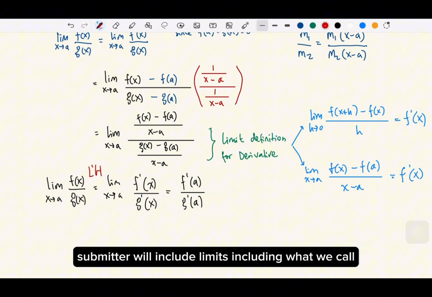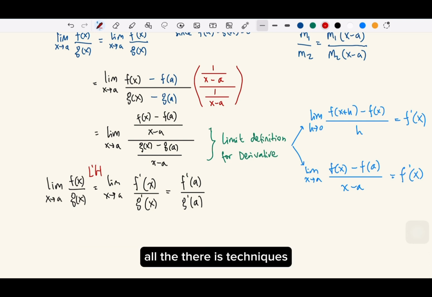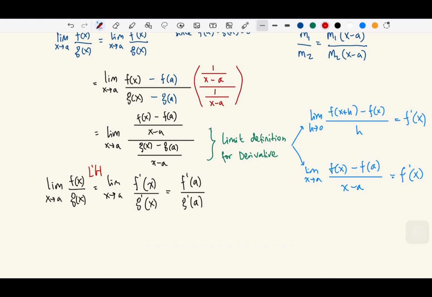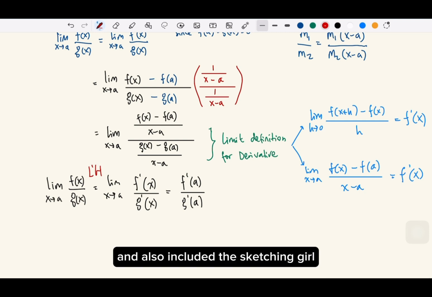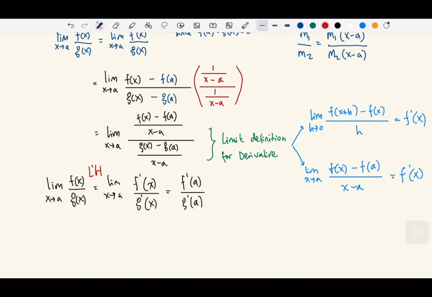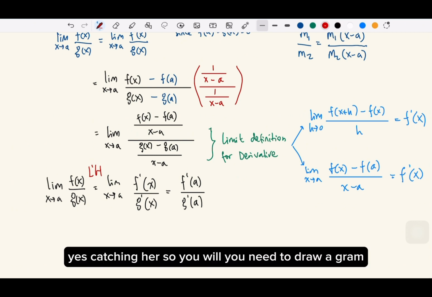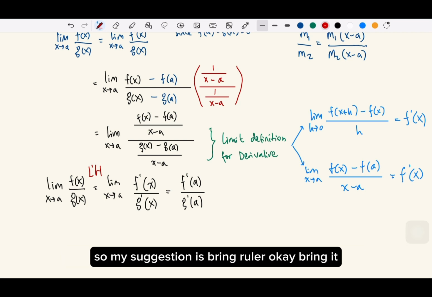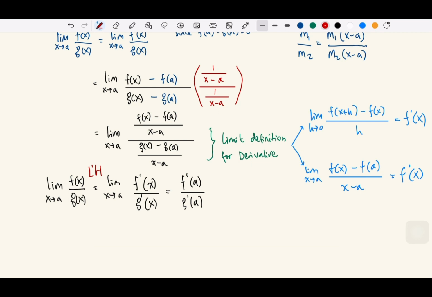So the midterm will include limits, including L'Hopital, all the derivative techniques, including related rates, including the approximation, and also including sketching curves. At least sketching curves. So you need to draw a graph. My suggestion is to bring a ruler. Bring the ruler.